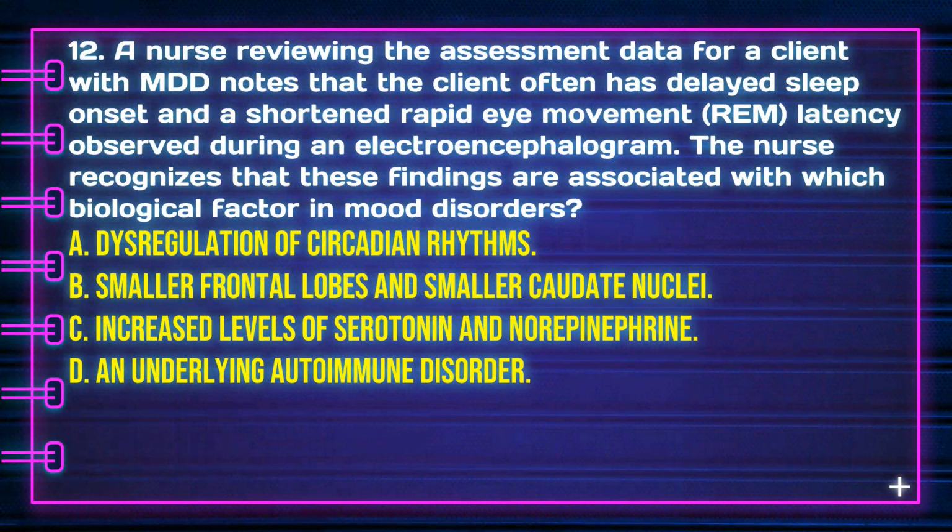The answer here is alpha. Because abnormal electroencephalograms, specifically delayed sleep onset, insomnia, shortened rapid eye movement latency, and increased length of the first REM period are indicators of dysregulation of circadian rhythms, and these are noted under the biological factors associated with mood disorder. Number 12, answer alpha.